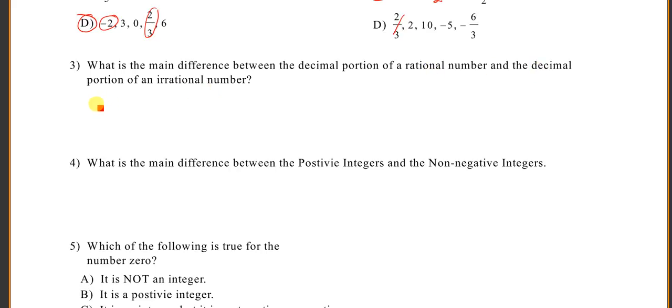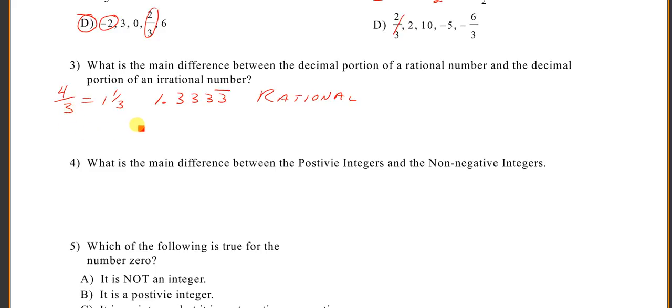Okay, so the main difference is, a rational number can be expressed as a ratio of two numbers. So for example, the number 4/3 would be equal to 1 1/3. So it is a ratio of two numbers, and the decimal portion of this is going to be 1.3333 repeating. So for a rational number, it can have a decimal that goes on forever, but it has to be a repeating decimal.